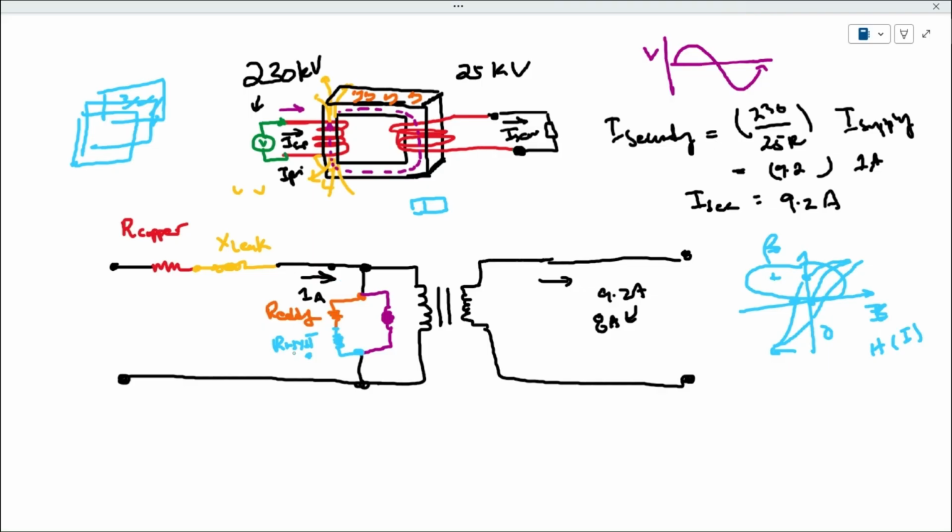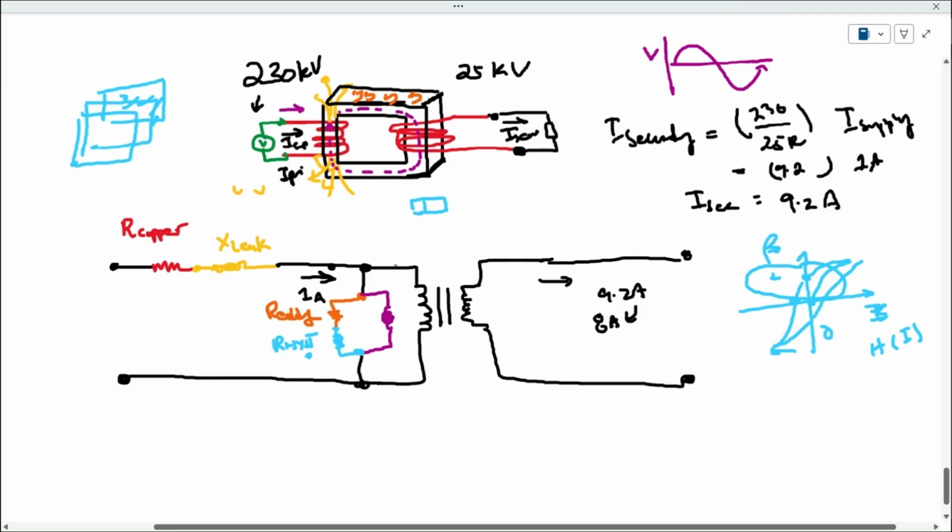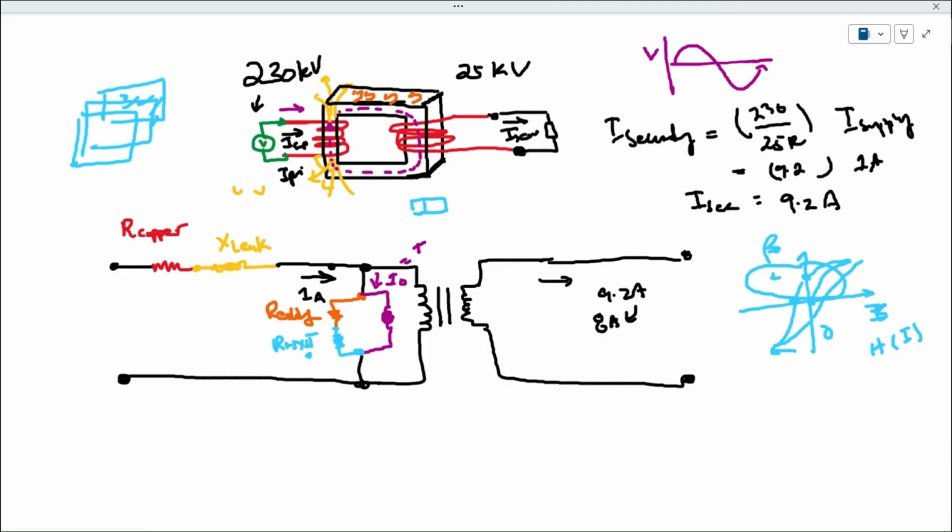So our R eddy is the resistive losses associated with eddy currents, and R hysteresis is the resistive losses associated with the dipoles flipping in every cycle. And then we're showing some of the current that was being utilized to create the useful magnetic field. Now, all of that current, that loss right here, is generally called I naught, or I no load current.